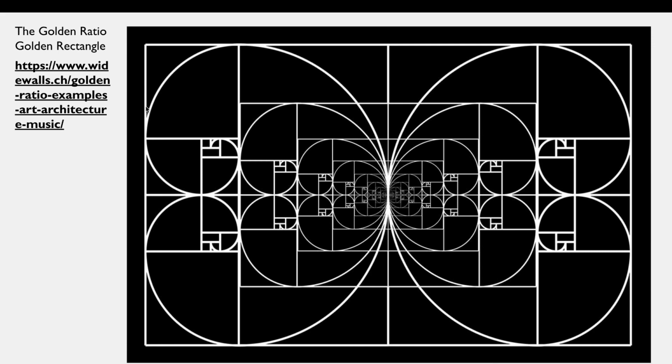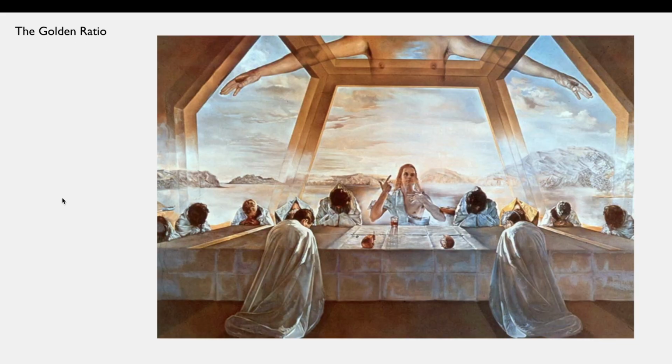I've also got some helpful links too if you want to learn more about the golden ratio and all of that wonderful stuff. Here's an example from Salvador Dali. I think this is a really great example for how to use the golden ratio. As we can see here, there is a golden spiral perfectly developed between Christ and some of the spiritual figures around the table, as well as above.